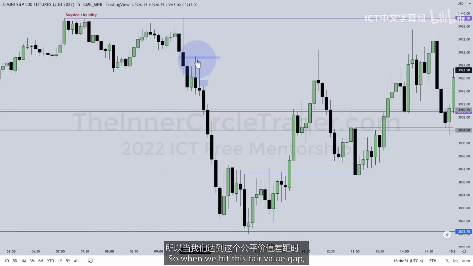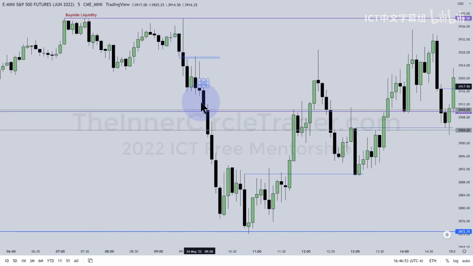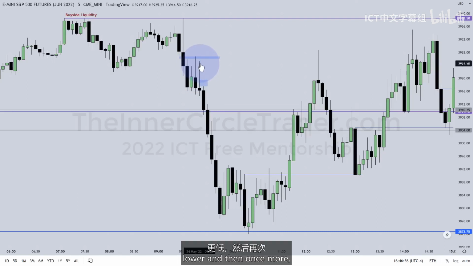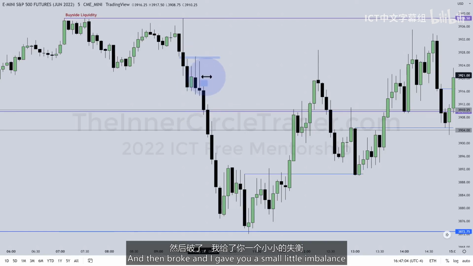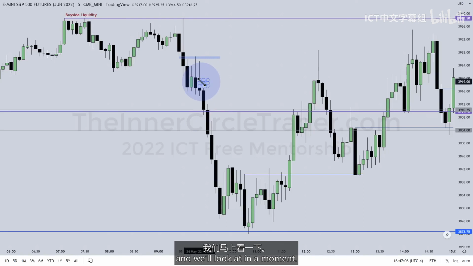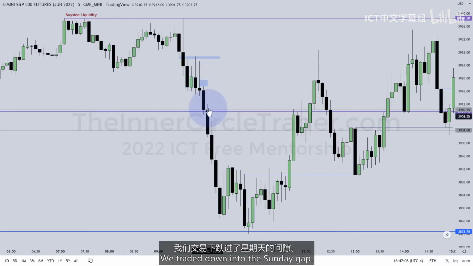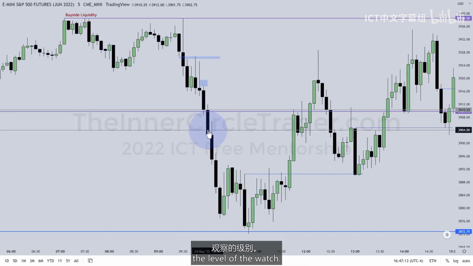So when we hit this fair value gap, it broke lower, and then once more returned back up into it. Well, not into the fair value gap, but up into that range here, and then broke. And I gave you a small little imbalance here we'll look at in a moment. We traded down into the Sunday gap. I mentioned the lower end would be this time the level to watch.